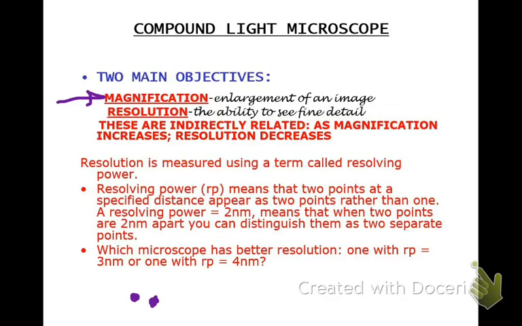And so if you have a resolving power of 2, that means if two bacteria are 2 nanometers apart, that's times 10 to the negative 9, that's really small, then you can still tell they're two different dots. So let's just say, for example's sake, these are 2 nanometers apart, and these are 4 nanometers apart. And so the smaller the resolving power, the better your microscope is.